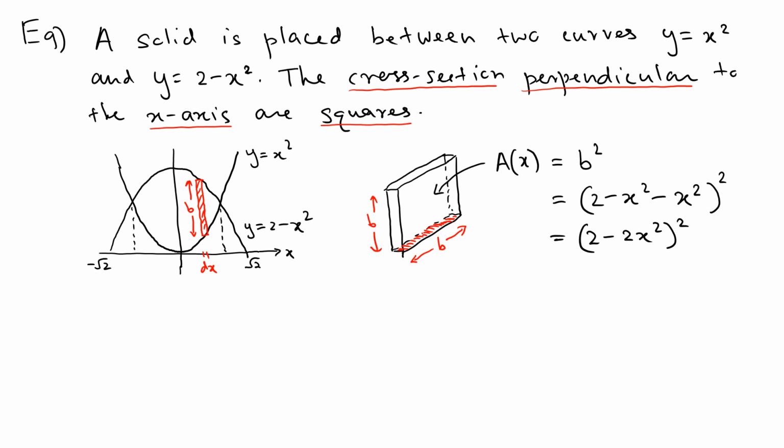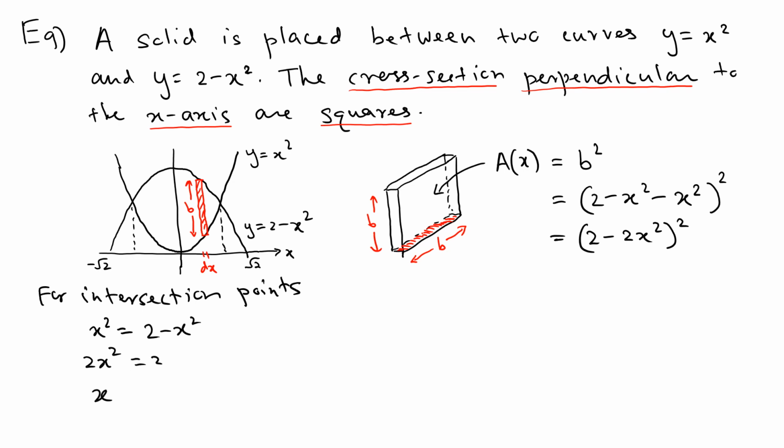Now what we're going to do is, we need to find the limit of integration, and then we can integrate this one. So for intersection points, what we can do, we can set them equal. So we can set x squared equal 2 minus x squared. It doesn't matter which one comes first. So this is 2x squared equal 2. In other words, x squared equal 1, so x equal plus or minus 1. So that means those are the limits. So this is minus 1, this is 1. So that's the limit of integration, going from -1 to 1.